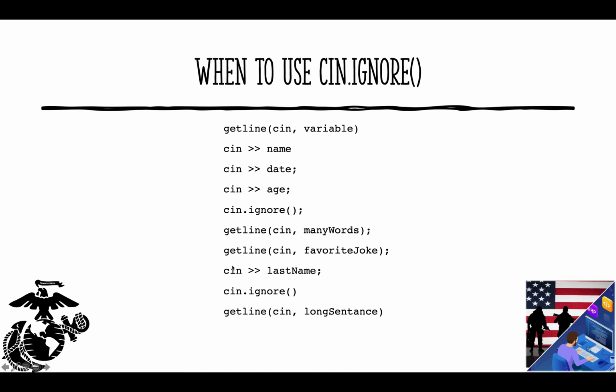When you go from getline to cin, you're fine. And now again, we want to go from cin to getline. In between those two statements, I need to include a cin.ignore.